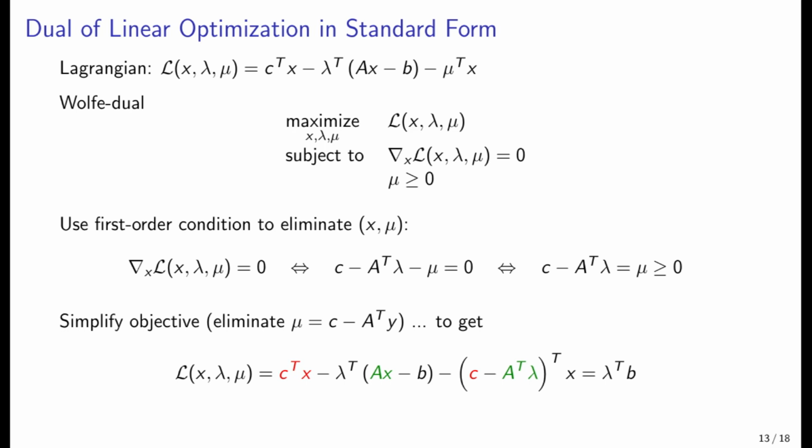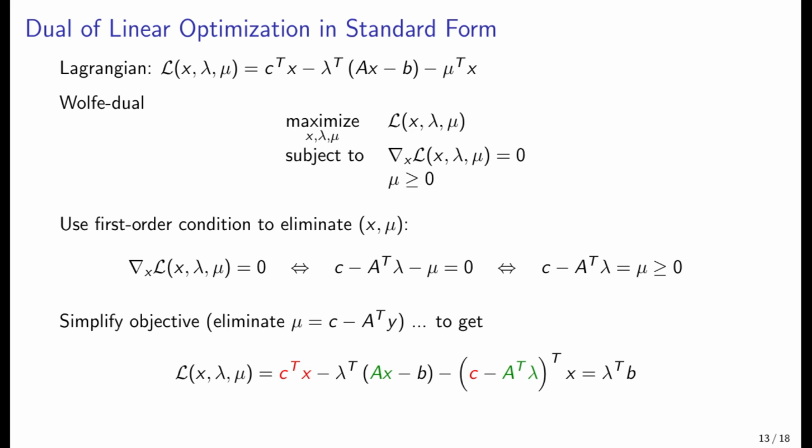So in the Wolfe dual, I'm maximizing the Lagrangian. So I substitute mu into my objective function. It goes here at the very end. That's the mu that I substitute here. And now you can see that you have these two terms, c transpose x, that cancel. And there's a minus lambda transpose Ax, and here there's a plus A transpose lambda transpose x. And so those two terms cancel as well. And so my objective function then simplifies to lambda transpose b.